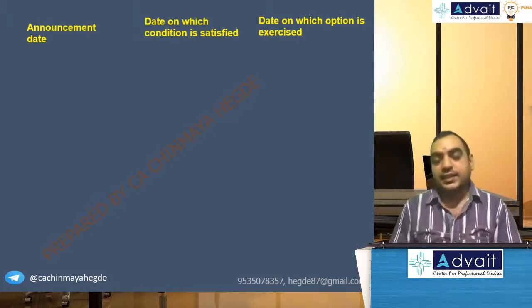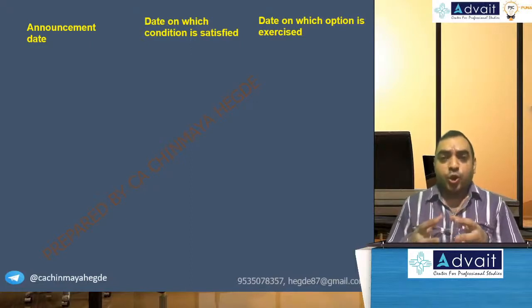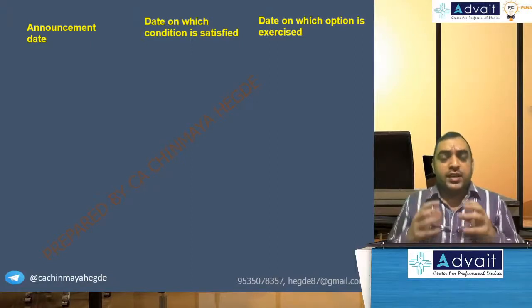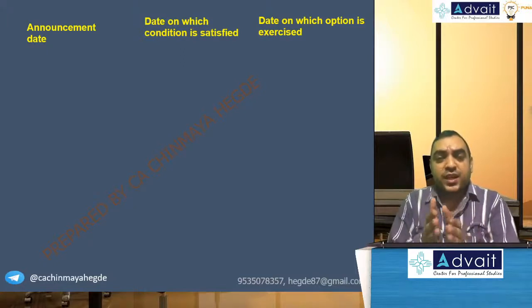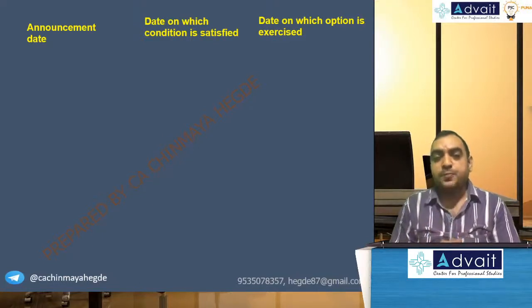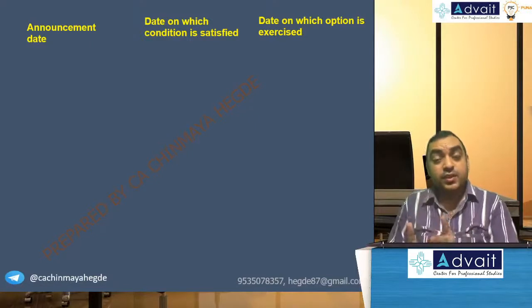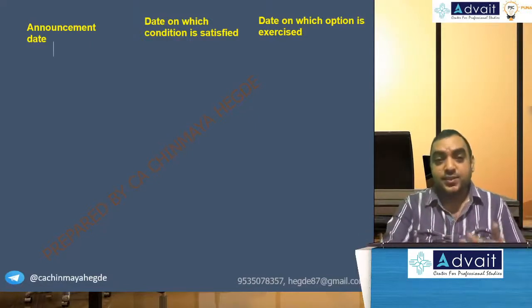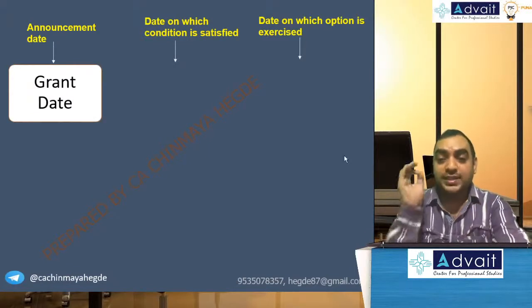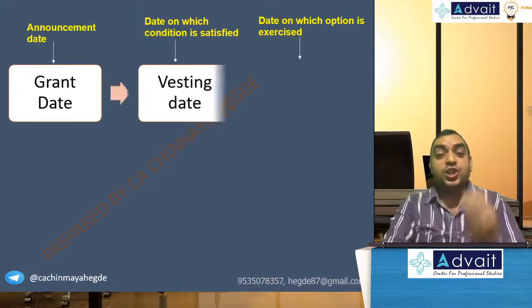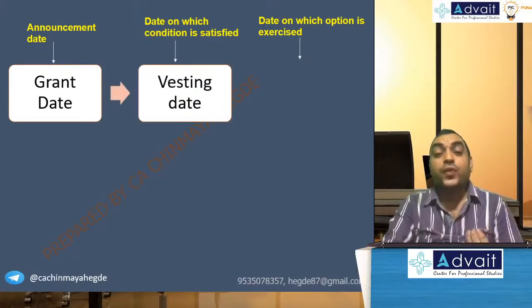Once an announcement is made by the employer, it will not be given to every employee. They need to satisfy certain conditions. The date on which it is satisfied, we call by a certain name. And then once they are eligible, they can exercise it. The date on which the announcement is made is called the grant date. The date on which the condition is satisfied is called the vesting date.